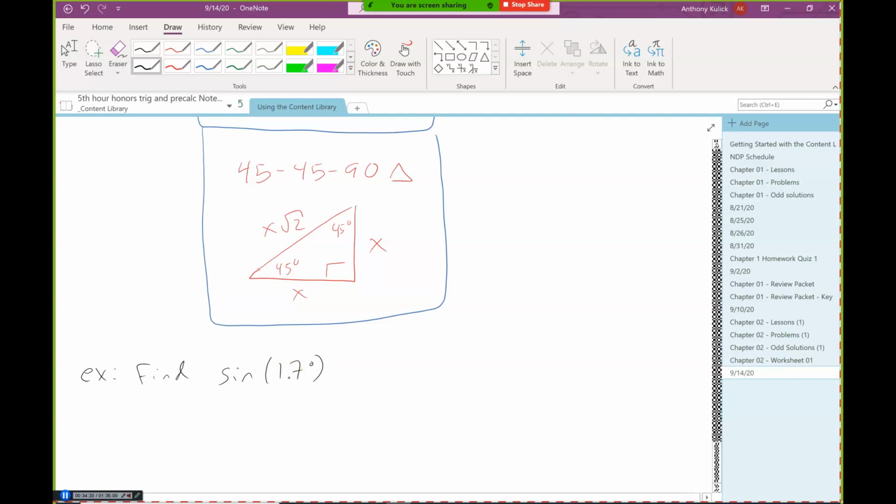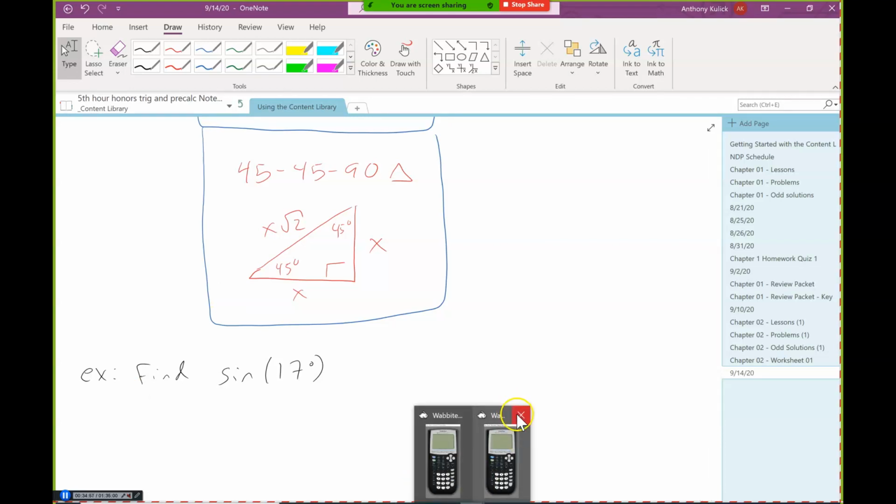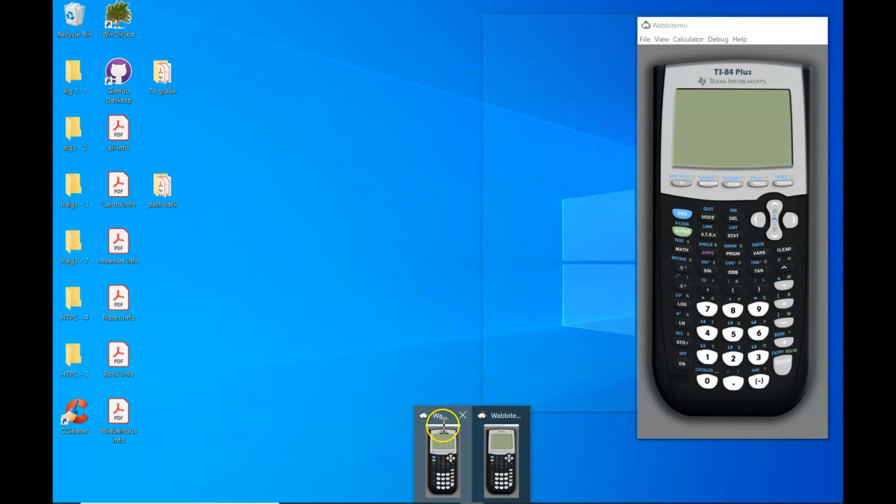What if we ask you to find sine of 17 degrees? Notice I'm not asking for an exact value here. How would we find sine of 17? How did you do it in geometry? Put it into your calculator. That's absolutely what I'm looking for here. That's exactly what you would have done. What's the one thing you have to be careful about when putting this into your calculator, though?